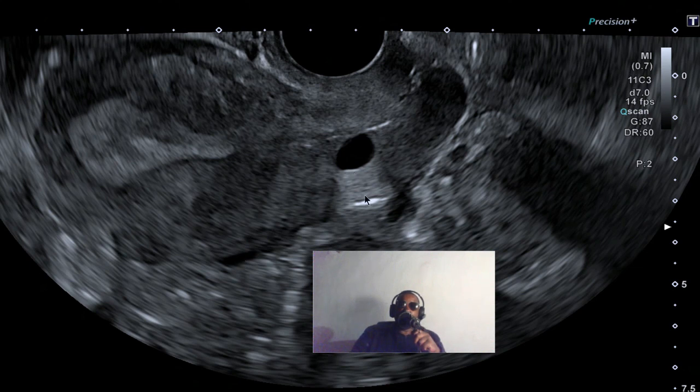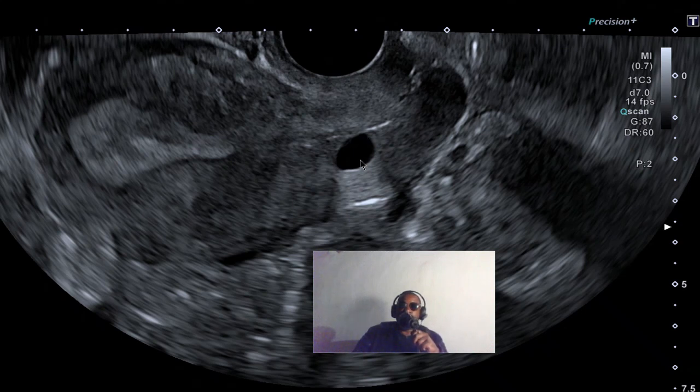And then what we have here is the cervix. You can see that the cervix, or the endocervix, is echogenic there and is continuous with the endometrial stripe. Just posterior to the endocervix, you can see this cystic structure which is anechoic with thin walls. This is what we call a Nabothian cyst.